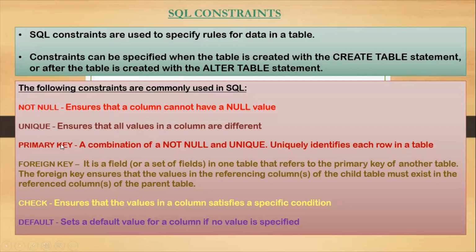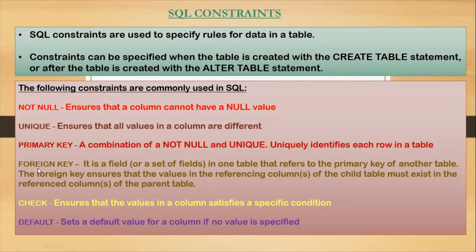Primary key. This is the most important key, the most important constraint. It is a combination of NOT NULL and UNIQUE, meaning you need a unique value and it must be not null also. You cannot have null values and you cannot have duplicate values for that column.